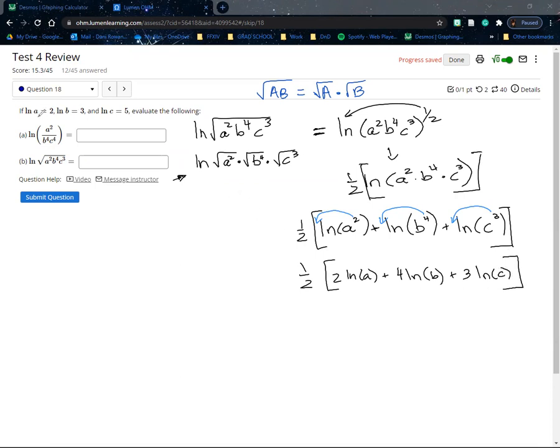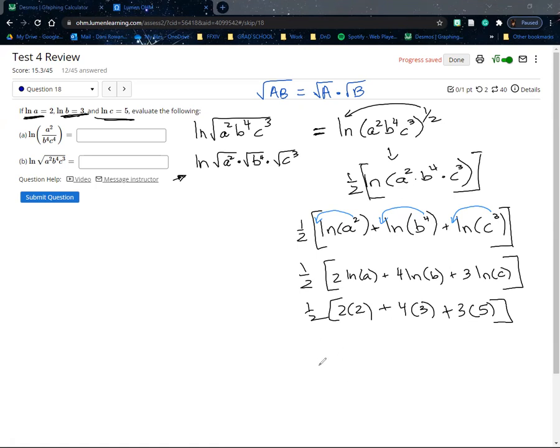And lastly, we know that natural log of A is 2. So this is 2 times 2. We know that natural log B is 3. So this is 4 times 3. And we know that natural log C is 5. So this is 3 times 5.